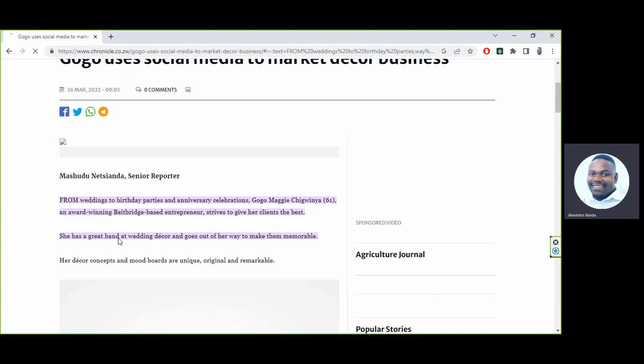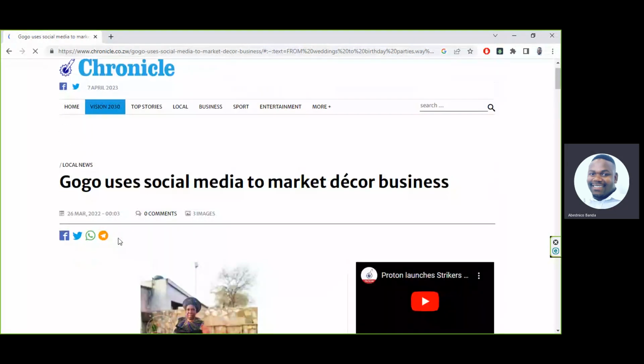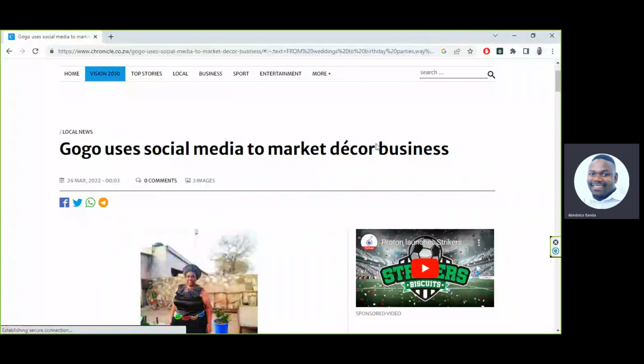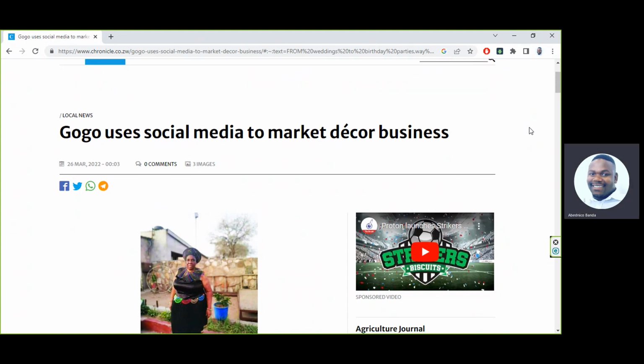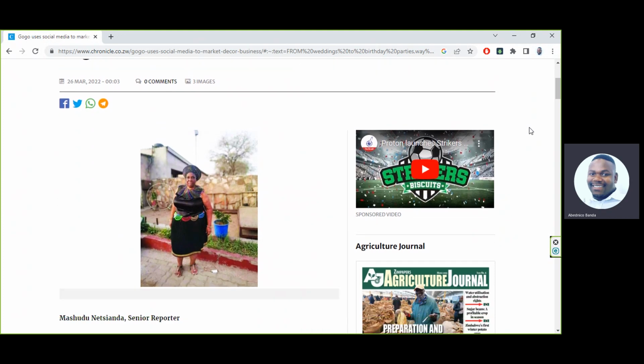So here is the article: Gogo uses social media to market deco business. For those who are not familiar with African languages, Gogo is a term used to refer to grandmothers. Some can argue that it refers to sangomas. Someone mentioned that it can also be used to refer to sangomas, but I've always known Gogo as a grandmother. So there's the grandmother, and this was published last year in 2022 in March.